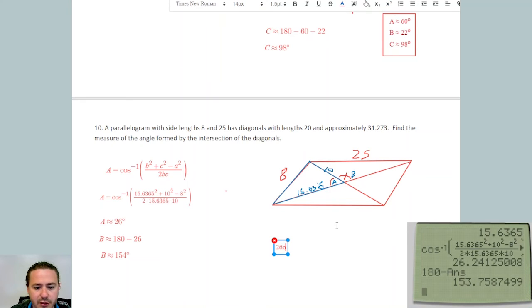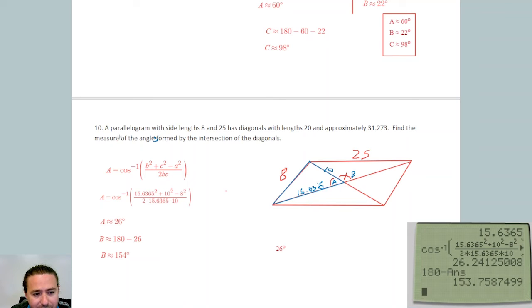I think, honestly, there's probably a typo in here, because the grammar here doesn't really make sense: "find the measure of the angle." There's really two angles. I would say, find the measures of the angles formed by the intersection of the diagonals.